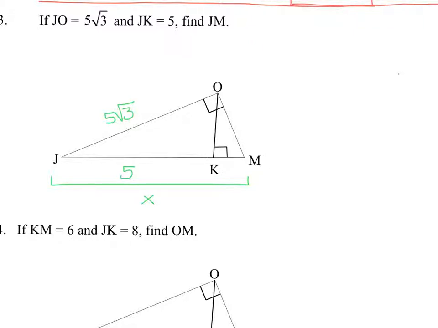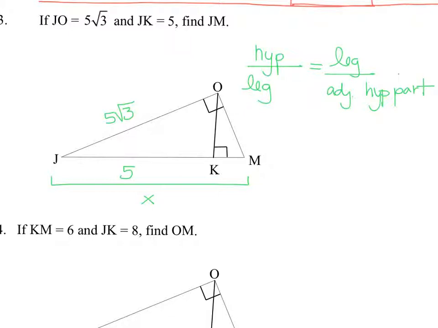Setting that formula up. Hypotenuse over leg equals leg over adjacent hypotenuse part. Our full hypotenuse is what we're looking for. That's JM. That's why I called it X. The leg that we were told is 5 root 3, equals that 5 root 3 since the leg is the geometric mean. And then our adjacent hypotenuse part is JK, since JK is the adjacent piece of our hypotenuse, 5.